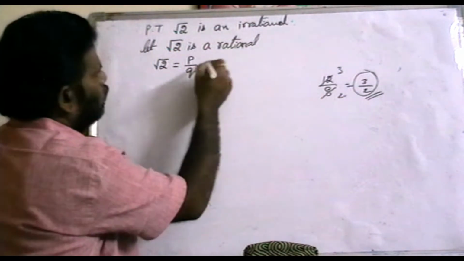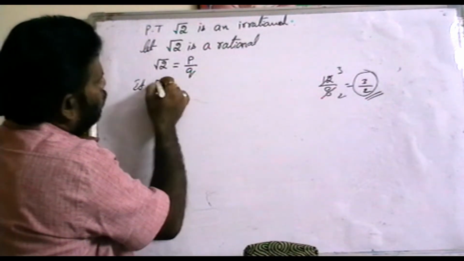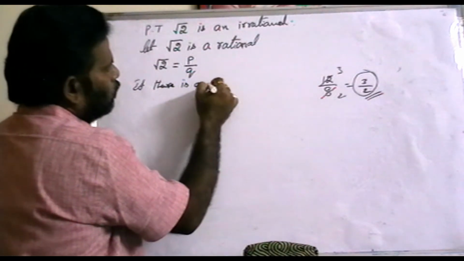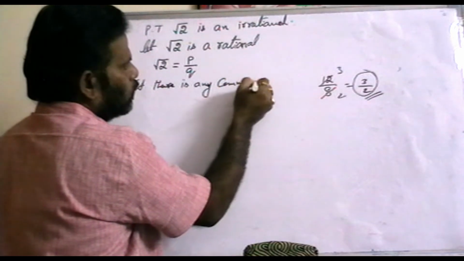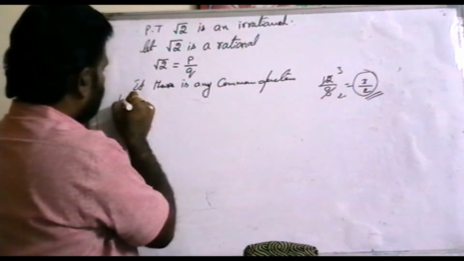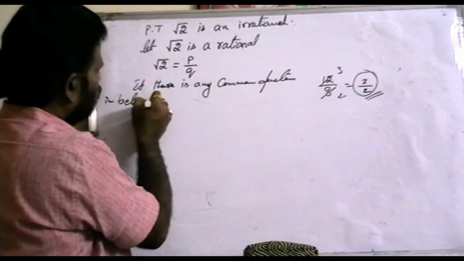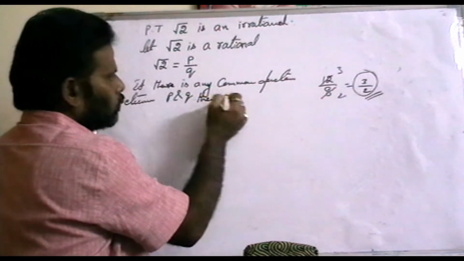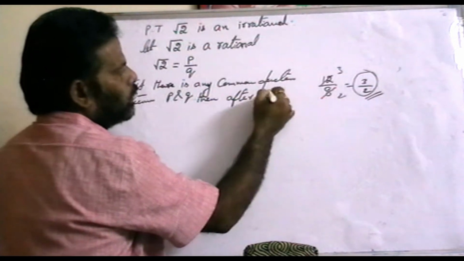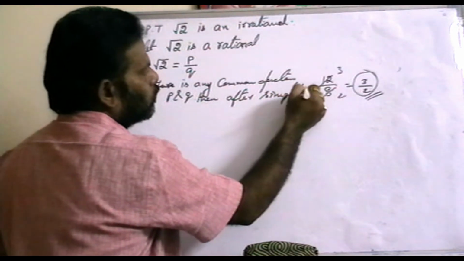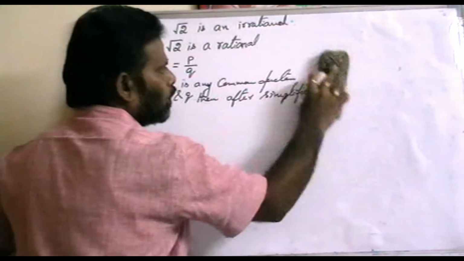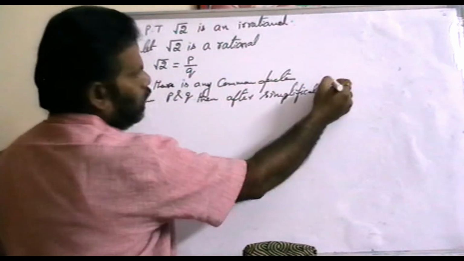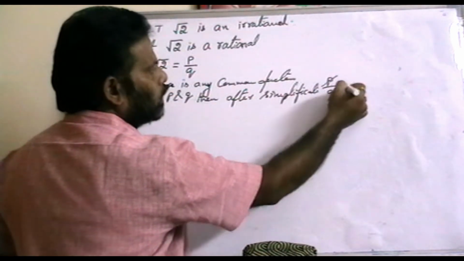If there is any common factor between p and q, then after simplification we'll get that p by q as something like a by b.